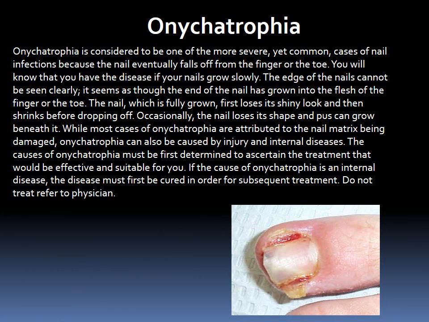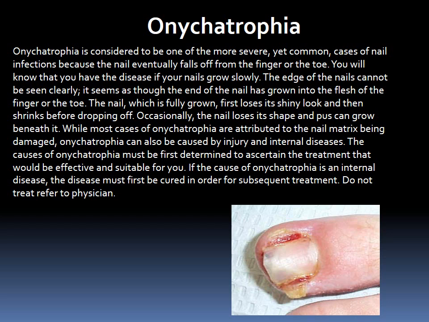Onychotrophia. Onychotrophia is considered to be one of the most severe yet common cases of nail infections because the nail eventually falls off from the finger or toe. You will know that you have the disease if your nails grow slowly. The edge of the nails cannot be seen clearly. It seems as though the end of the nails has grown into the flesh of the finger or toe.